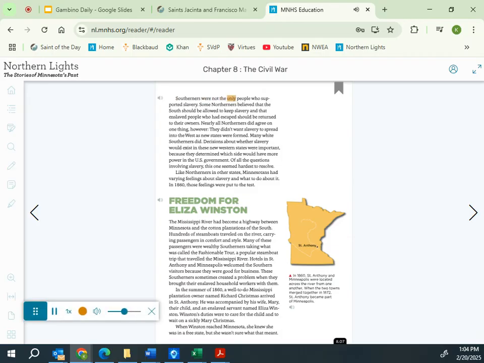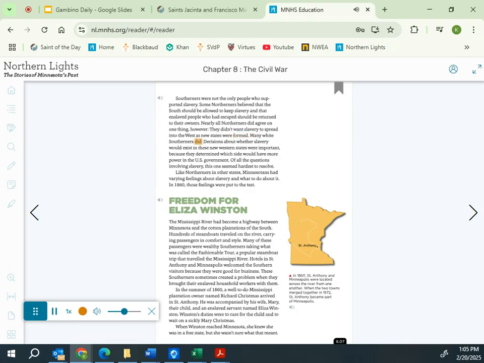Southerners were not the only people who supported slavery. Some Northerners believed that the South should be allowed to keep slavery and that enslaved people who had escaped should be returned to their owners. Nearly all Northerners did agree on one thing, however. They didn't want slavery to spread into the West as new states were formed.